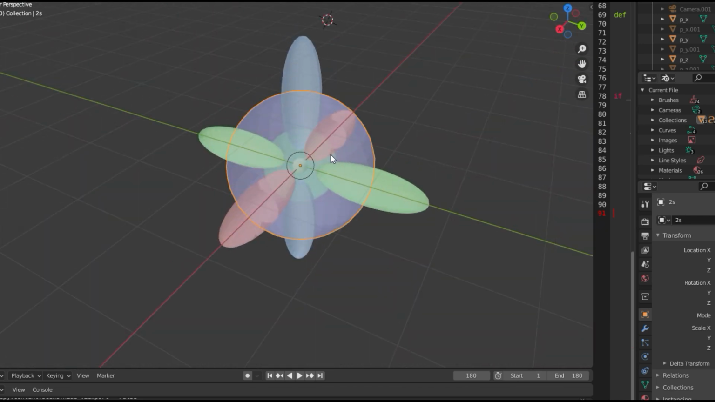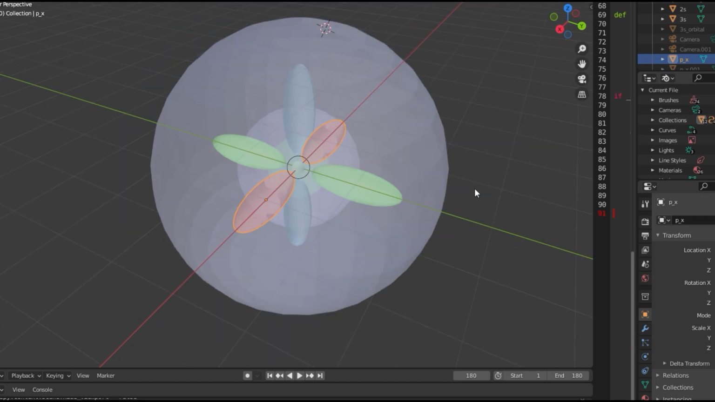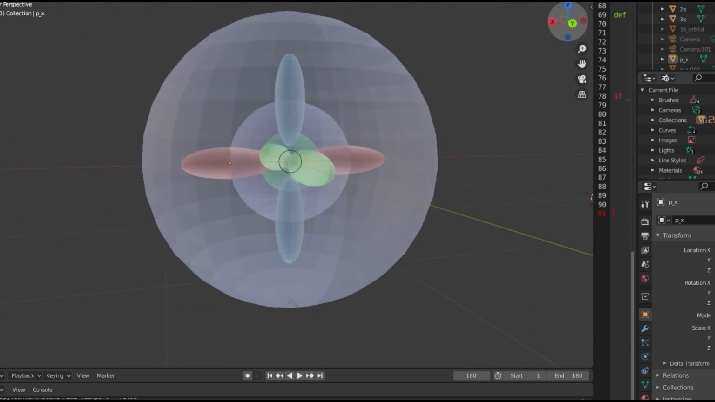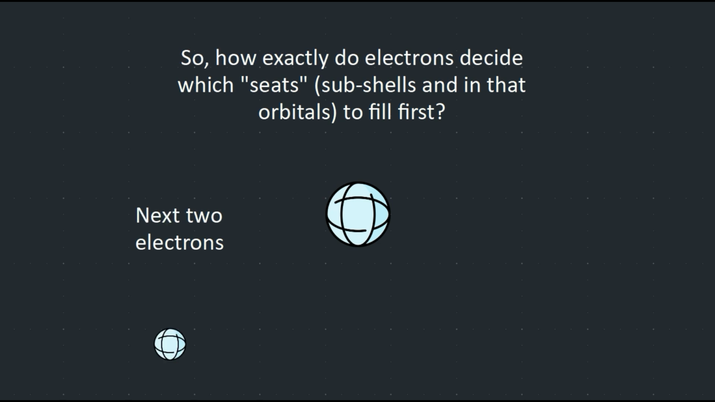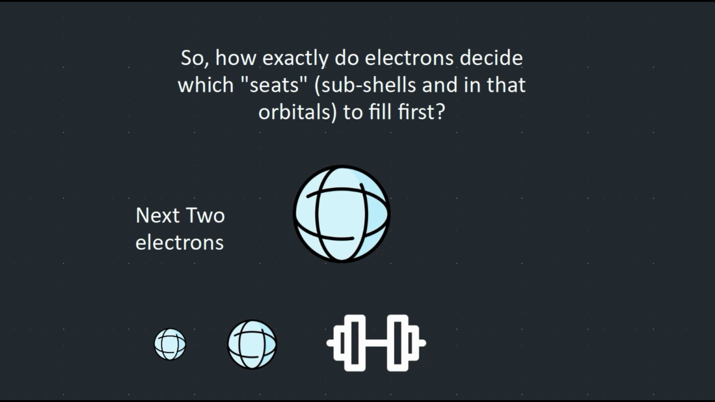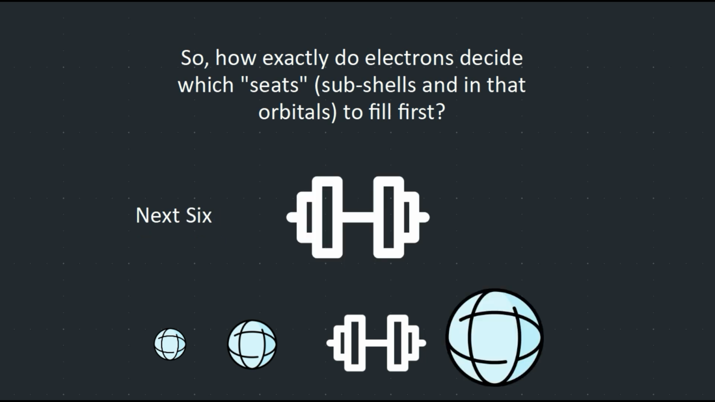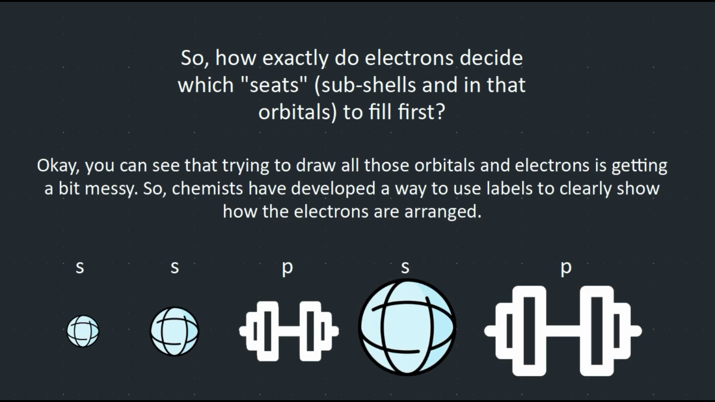So we have 2 in the green space, right? 2 plus 2 again in this blue space. Then the next 6 occupying this dumbbell shape. Then the next 2 will be in the spherical shape in this space. Okay guys, so first 2 spherical, next 2 again spherical, next 6 in dumbbell shape, next 2 in spherical shape, next 6 in dumbbell shape, right? There's a particular pattern that occurs.